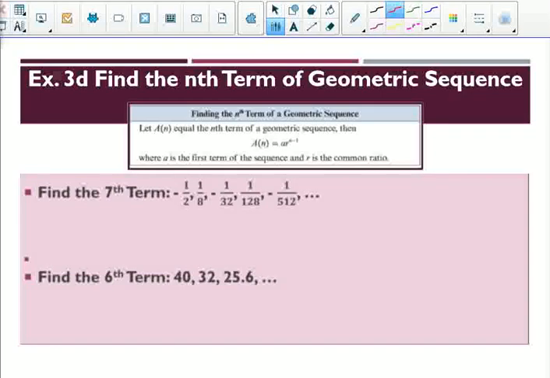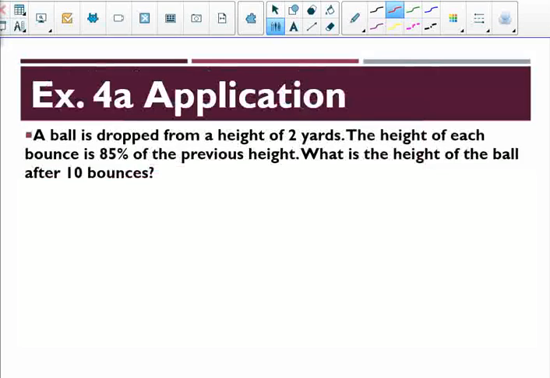I'm going to have you work on these next two yourself. And example 4a, application. A ball is dropped from a height of 2 yards. The height of each bounce is 85% of the previous height. What is the height of the ball after 10 bounces?